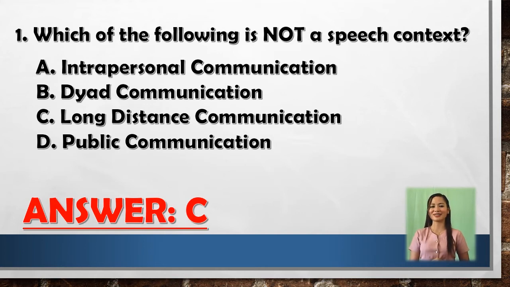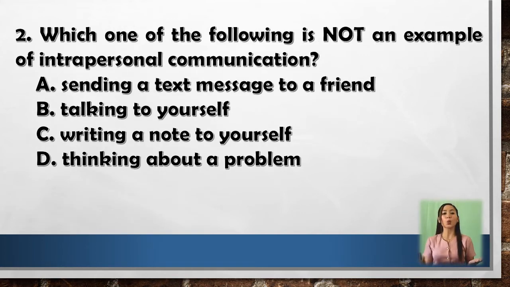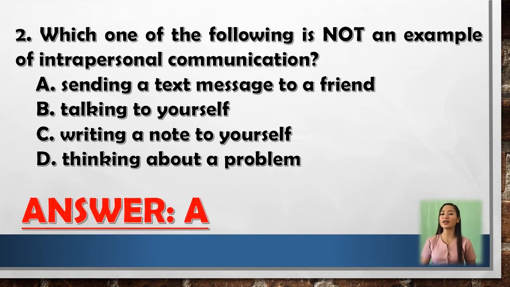And the answer is, very good, letter C. Number 2. Which of the following is not an example of intrapersonal communication? A. Sending a text message to a friend. B. Talking to yourself. C. Writing a note to yourself. Or D. Thinking about a problem. And the correct answer? Very good. Letter A. Sending a text message to a friend.